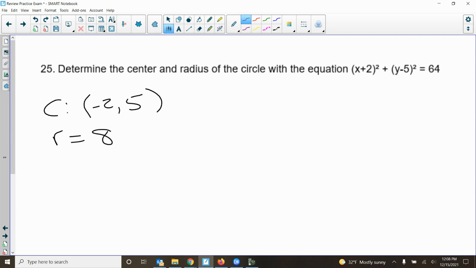Wait, what was the radius again? The square root of 64, because r squared is 64. So take the square root of both sides. Questions on 25? That should be real easy. But again, remember the sign issue.